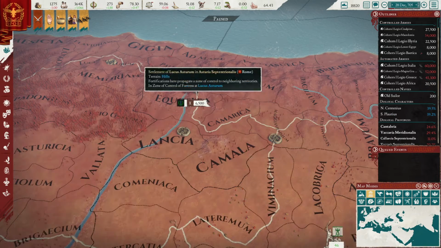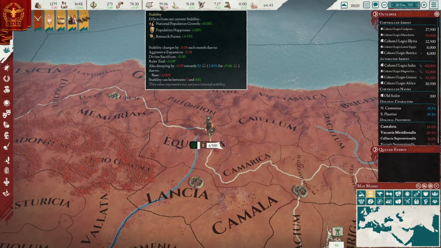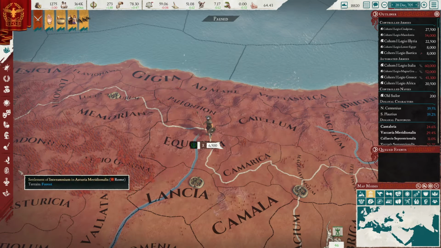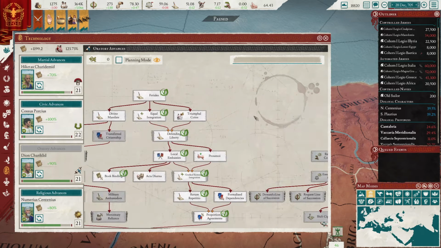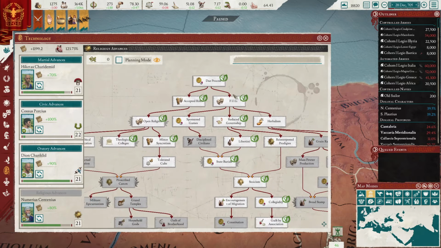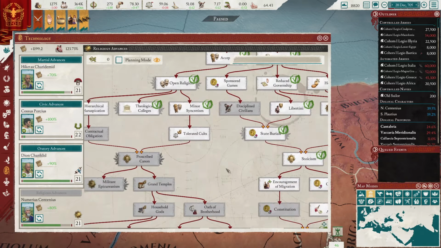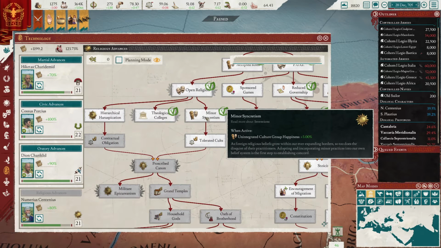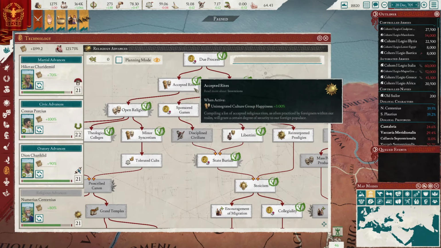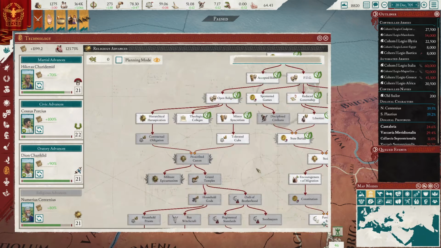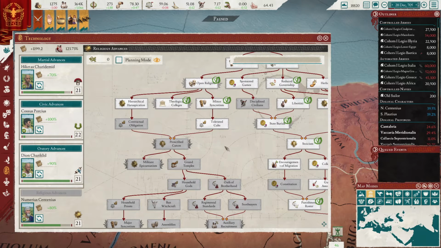Take a look at the resources. They all have different effects to increase happiness, and don't forget about stability. High stability increases happiness for everybody. Low stability decreases it for everybody. In addition, there's certain technologies, like religious advances, for example. If you come in here, you'll get the popularity gain you need. You can get unintegrated culture group happiness. You get integrated culture happiness. Things like that right here are how you can affect happiness as well.